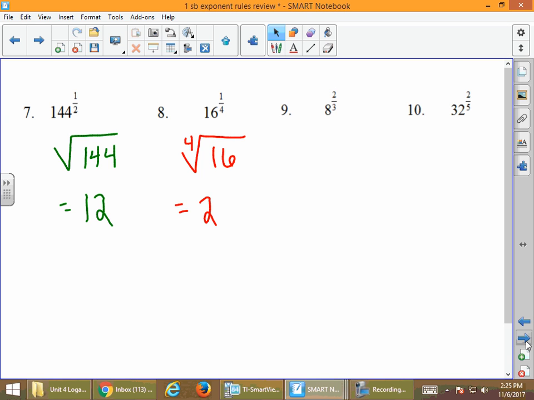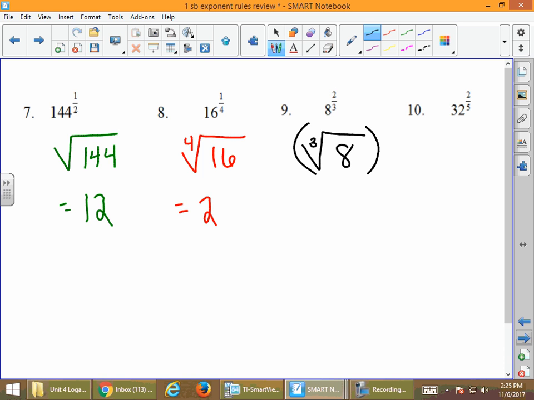A little bit more complicated here on number 9, but not too much so. Write it as a radical. The base is the radicand. The denominator is the index. And then I'm going to write it with parentheses so that we don't need to use a calculator. But it's the cubed root of 8. So what number times itself 3 times gives you 8? 2 again. And then we square it. And 2 squared is 4.